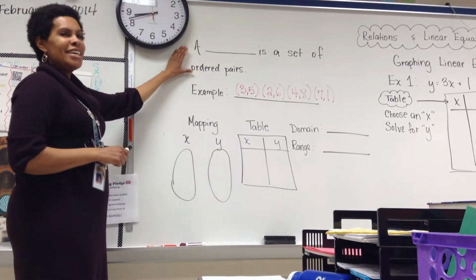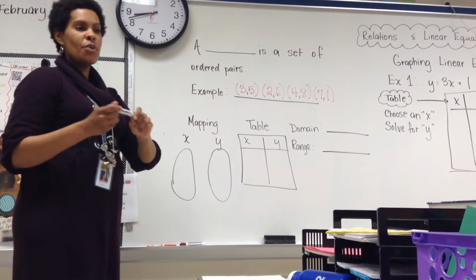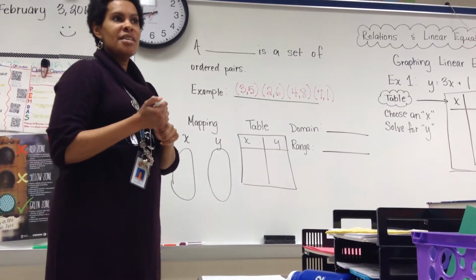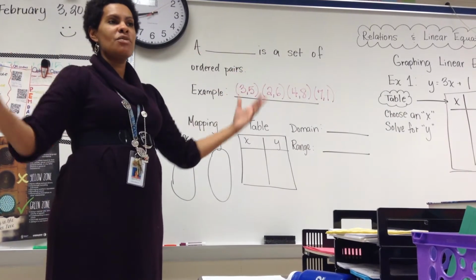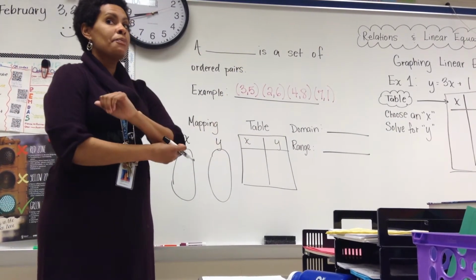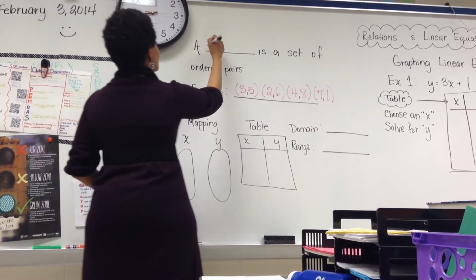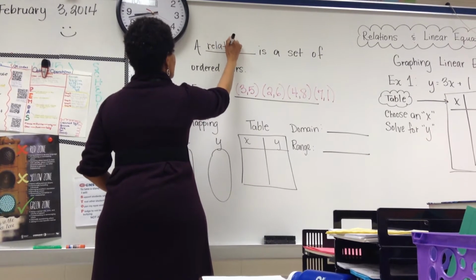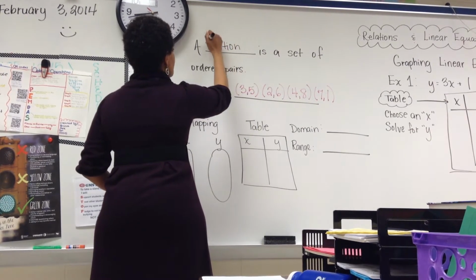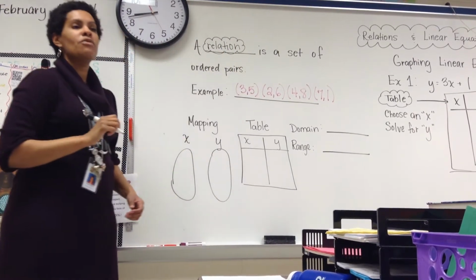So let's fill in the blank. A blank is a set of ordered pairs. Who thinks they know that? Who can remind us what is just any set of ordered pairs? A relation. I'm going to put a little cloud around it. A relation is a set of ordered pairs.